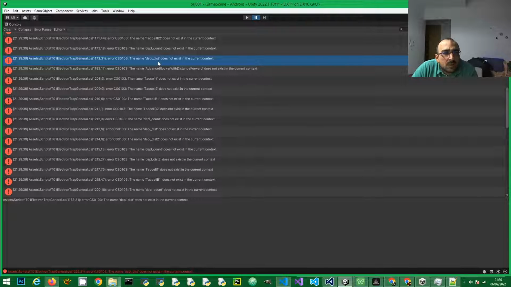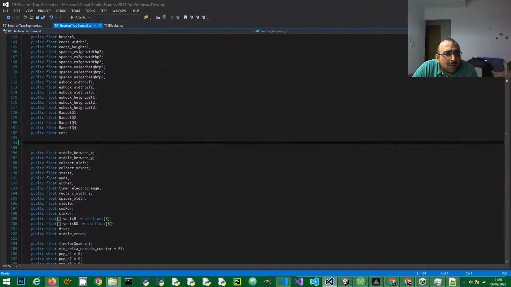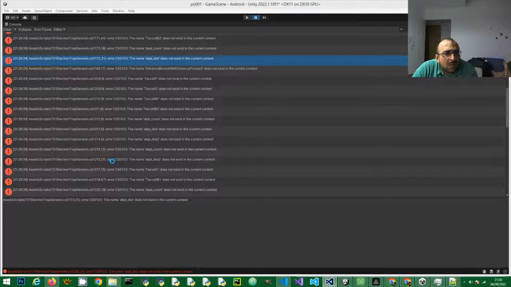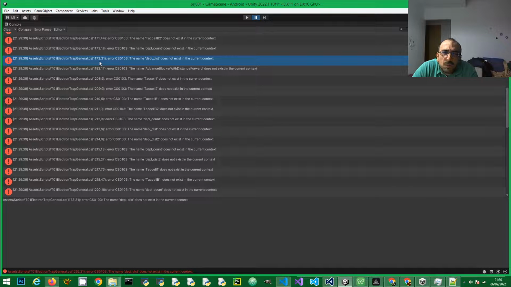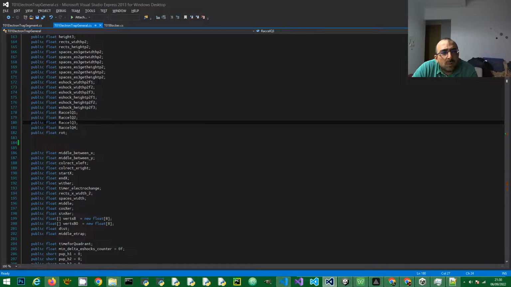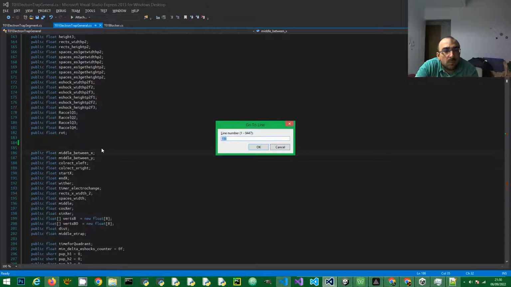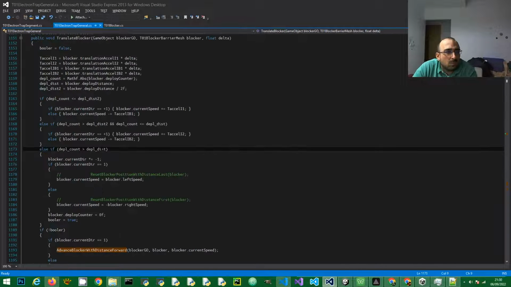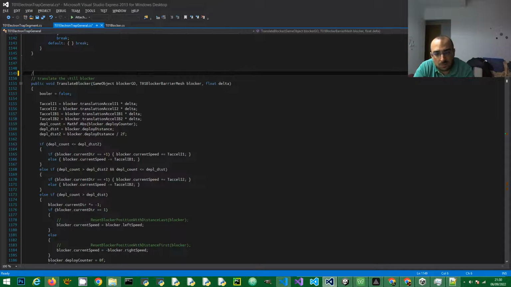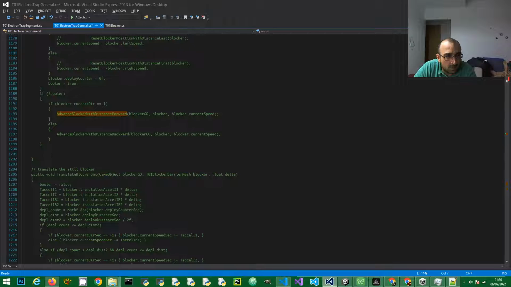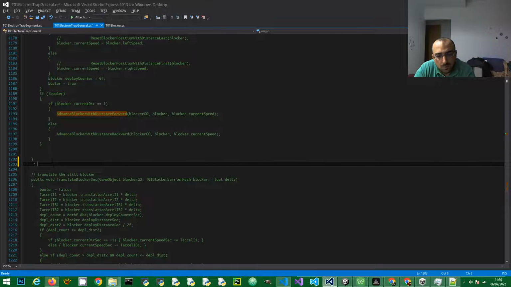Deploy this does not exist in the current context. Well. Good. We have translate blocker here, so we must comment this out. We don't need it here. We don't need it here.